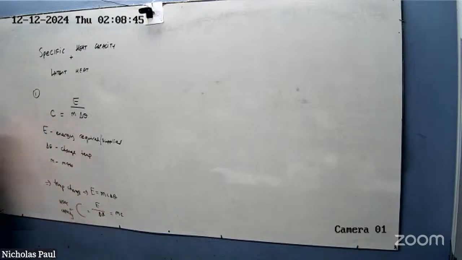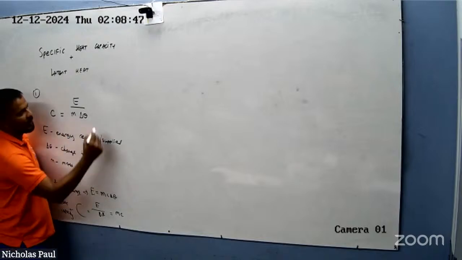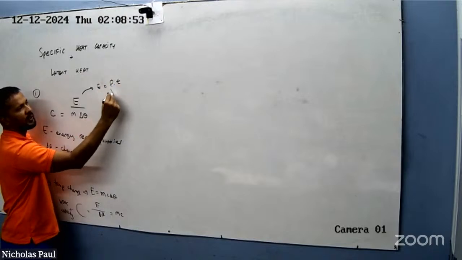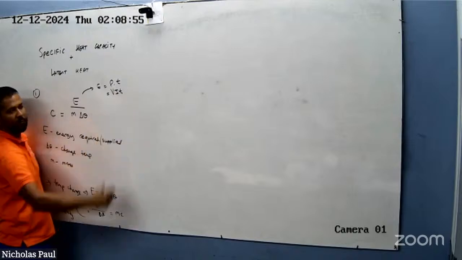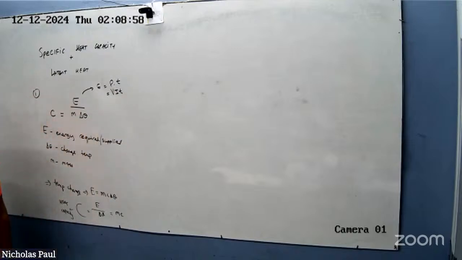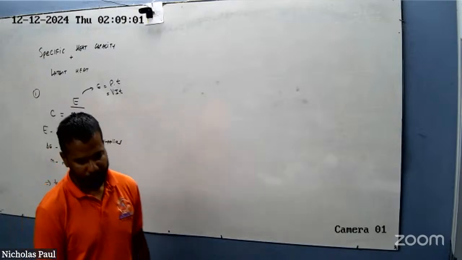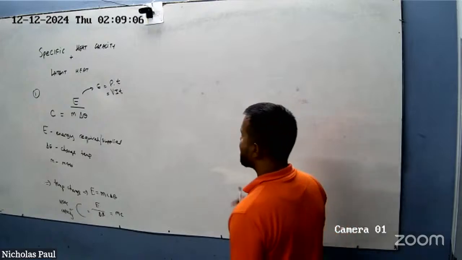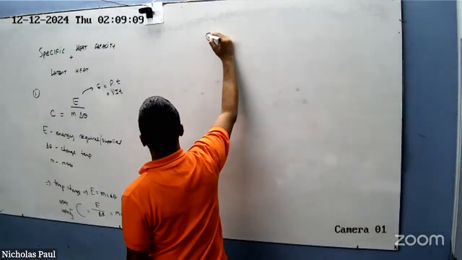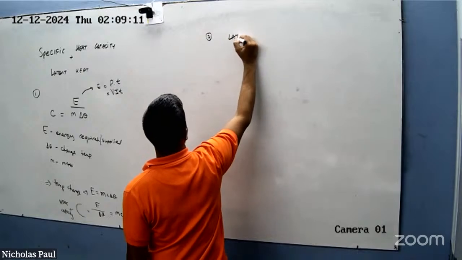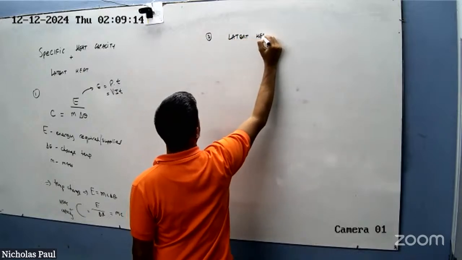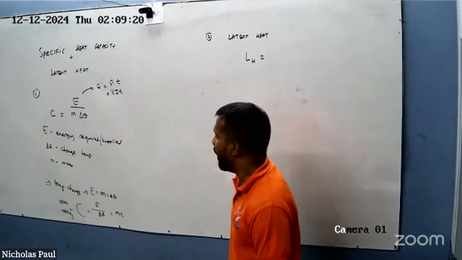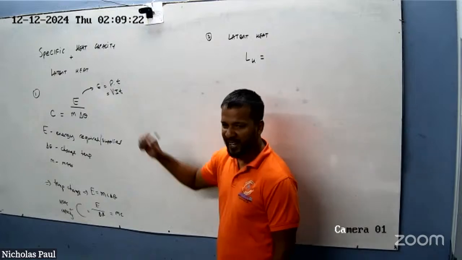Just in case you forgot, please remember that energy is equal to power times time, and power was equal to voltage times current. Sometimes you need to use one of them. Energy required to change them.